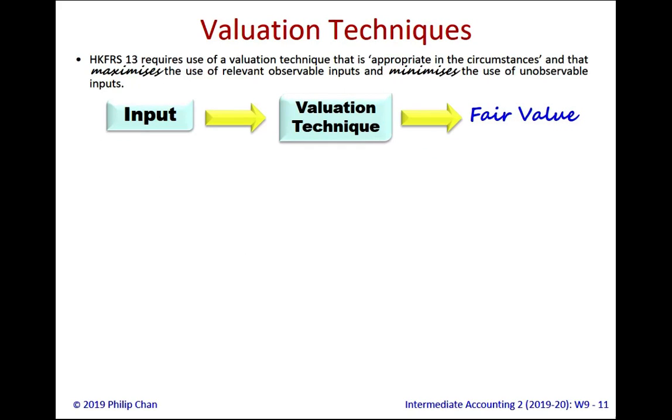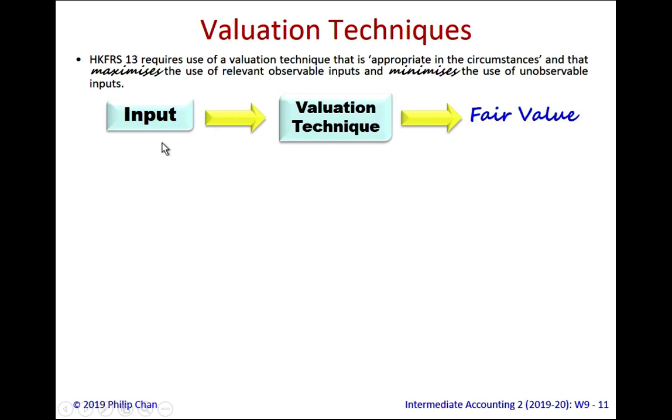So far, what you have learned is, in fact, you were given a fair value under different alternatives or even under different market situations. The fair value is provided. However, in some situations, the fair value may not be provided directly for you. You may have to work it out by yourself. Now, Hong Kong FRS 13 requires the use of a valuation technique that is appropriate in the circumstances and that maximizes the use of relevant observable inputs and minimizes the use of unobservable inputs.